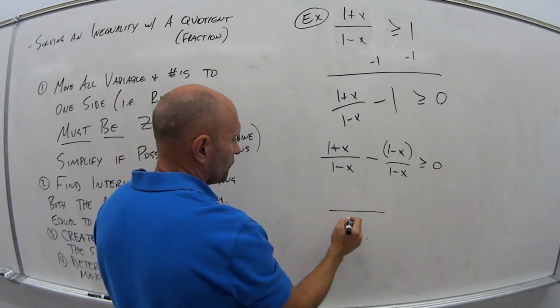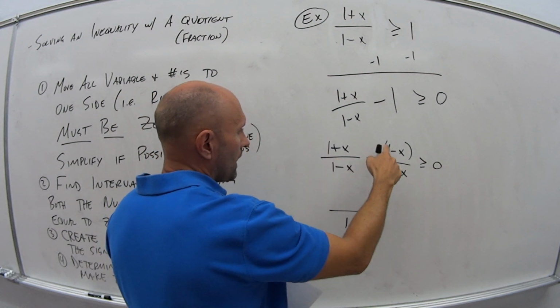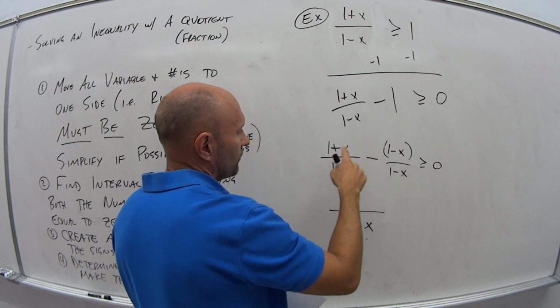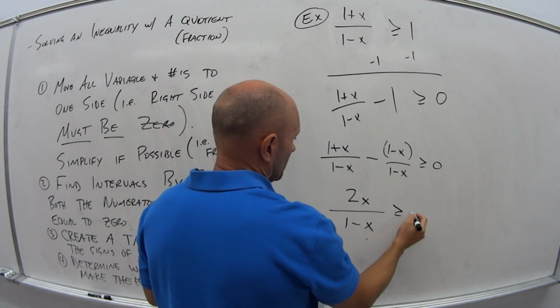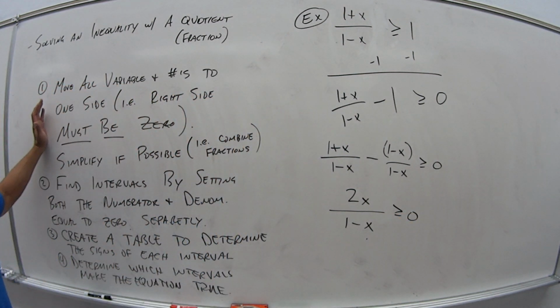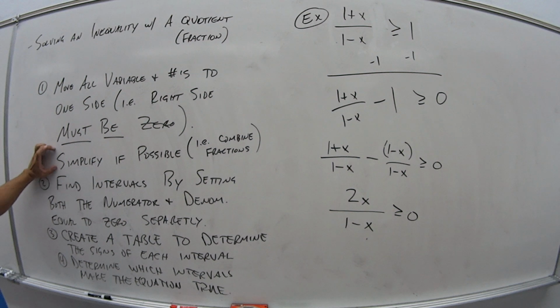So the denominator is 1 minus x, and the numerator is 1 minus 1, that's 0. x minus a negative x is x plus x. x plus x is 2x. So 2x over 1 minus x is greater than or equal to 0. So that was step 1. That was a lot just for step 1. Move everything to the left, 0 on the right, simplify by combining.